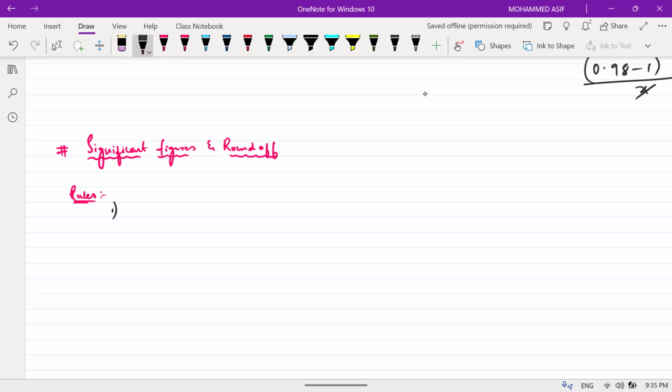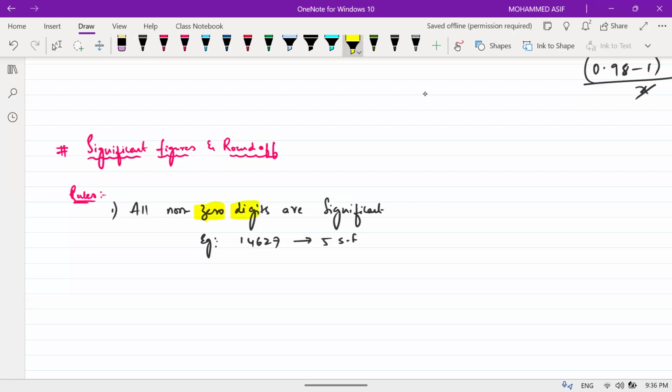First rule says, I hope everyone remembers it, all the non-zero digits are significant. Example: 1, 4, 6, 2, 7. All of them are non-zero digits. How many significant figures, beta? 1, 2, 3, 4, 5. It has 5 significant figures. So the condition is, all non-zero digits are significant. Am I clear?